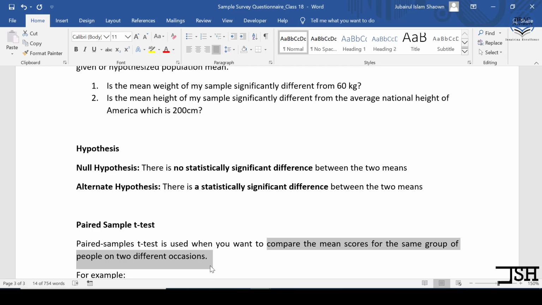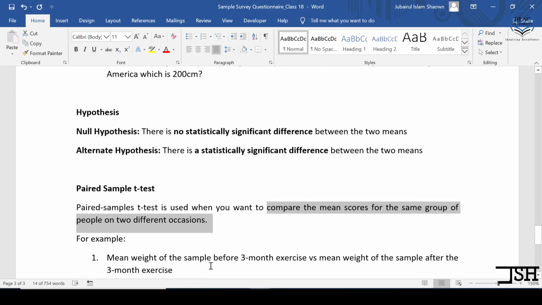I know many of you are still confused. Do not worry. Let me give you the example first and then it will be very easy. So let's take a look at the first example. Let's assume there are these two pieces of information that I have. Number one, mean weight of the sample before 3-month exercise versus mean weight of the sample after the 3-month exercise.